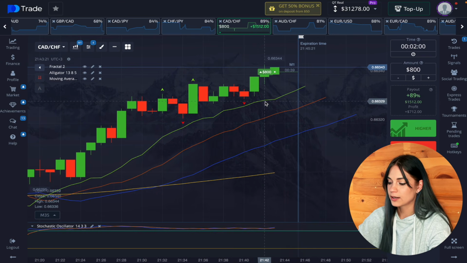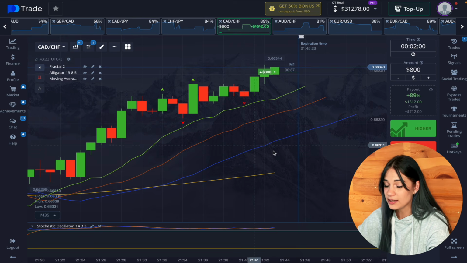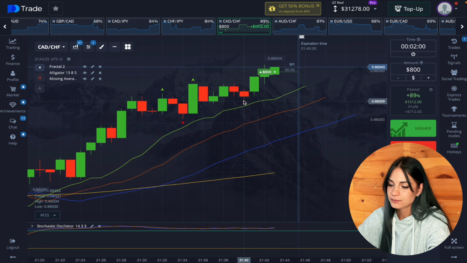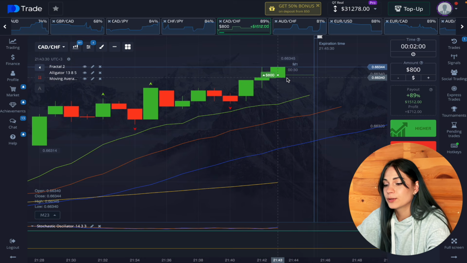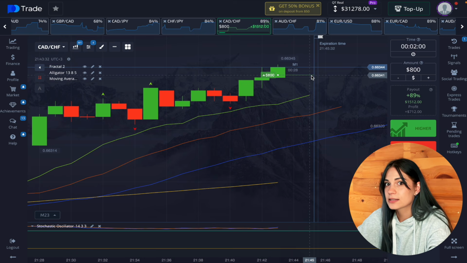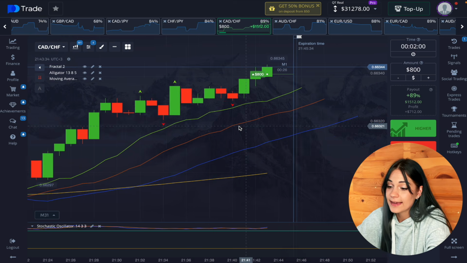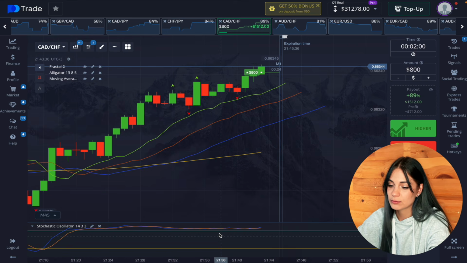And right here we are opening the deal, but a bit late because the chart is higher than 150. Fractal gives us the signal, but we are opening the deal 30 seconds too late, but again, still close enough to see what's going to happen.